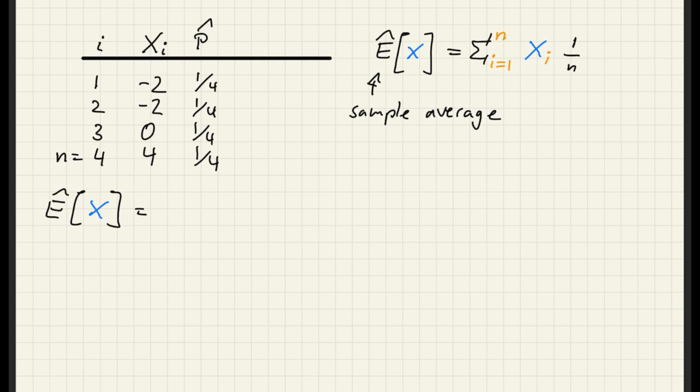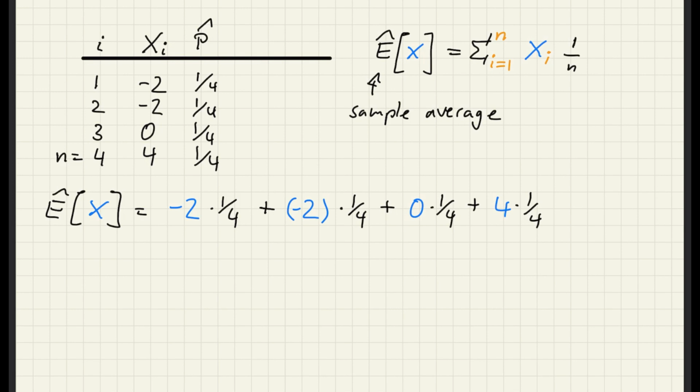We iterate over all the i's. We start with the first i, or the first row. This is very similar to our previous calculation. So for the first observation, we observe a -2, and we multiply by the empirical measure for this observation, which is 1 over 4. Now we move on to i equals 2, and it's -2 again, times 1 over 4, and so on.